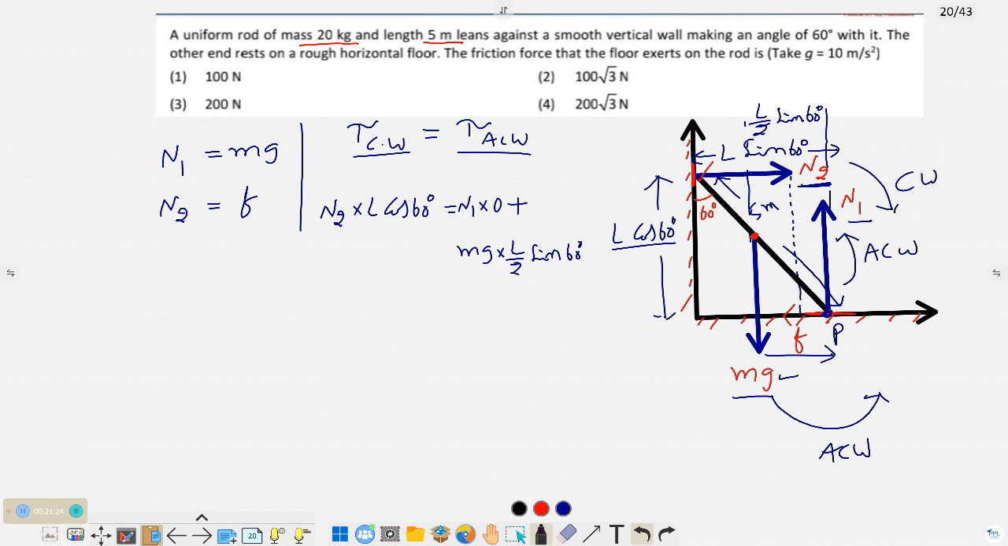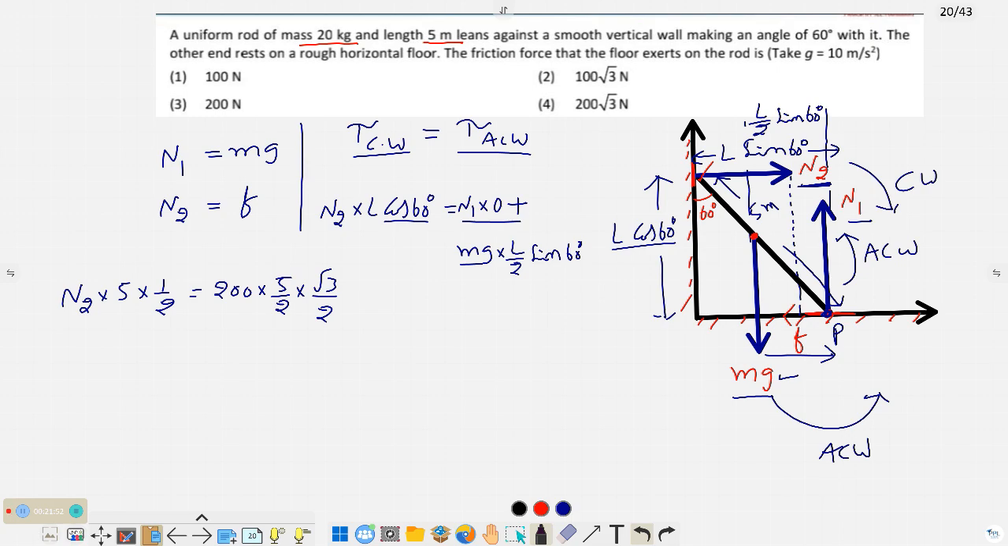Now solve this one. If you solve the equation, N2 into L, which is 5 meters, cos 60 value is how much? 1 by 2, is equal to, this is anyway 0, mg, m value 20 is given, that is 20 into gravity 10, if you take, 200 you will get, into L by 2. L by 2 means 5 by 2, because length is 5 meters, 5 by 2 into sin 60, which is root 3 by 2. Now solve this one.